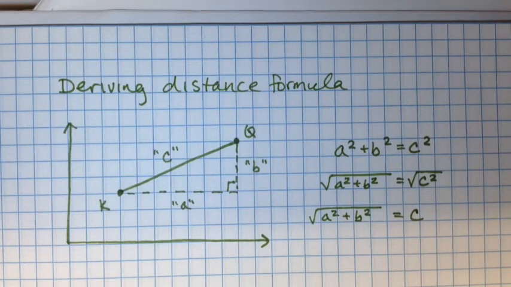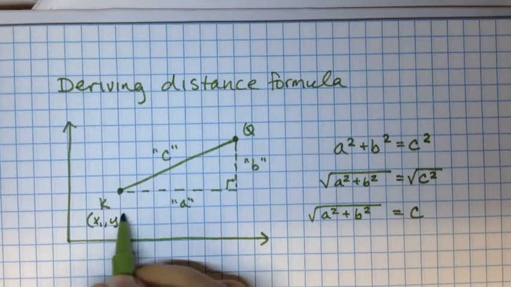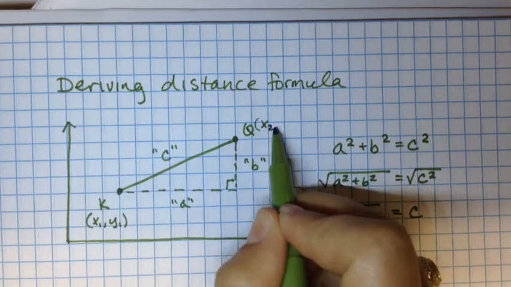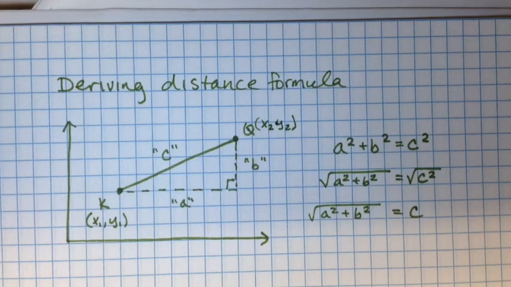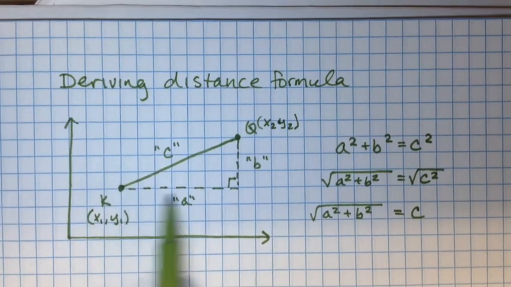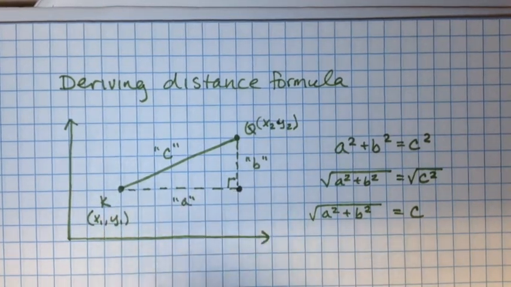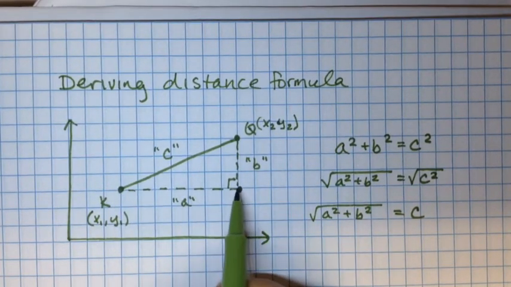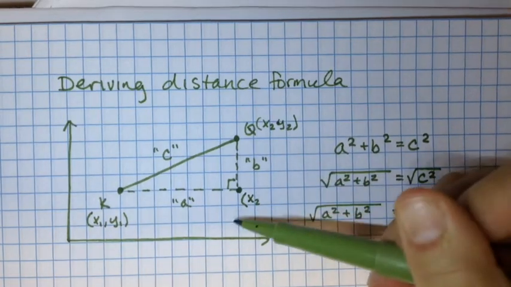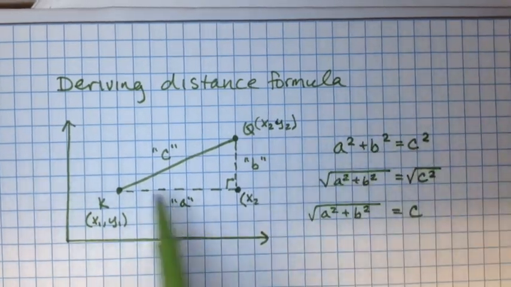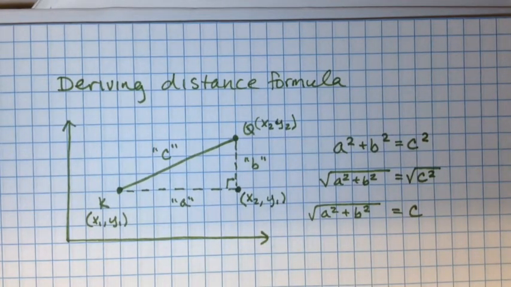Now, what we know about K and Q is that K can be some coordinate x1, y1, and Q can be some coordinate x2, y2. Just any coordinate. Okay, we want to know a squared's distance. So if we know what a is, which is just a straight line, that's the units 1, 2, 3, 4, 5, 6, 7 in this particular example. Look, it's the same x value on these two, and it's the same y value on these two. So this corner point actually has the coordinates x2, y1.